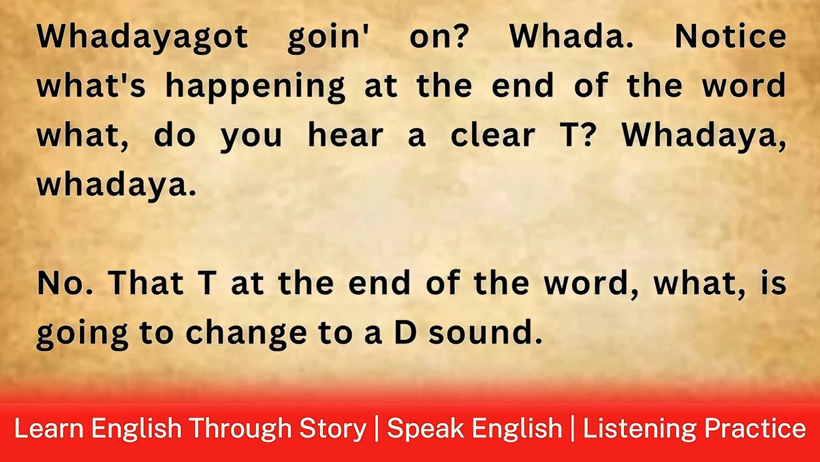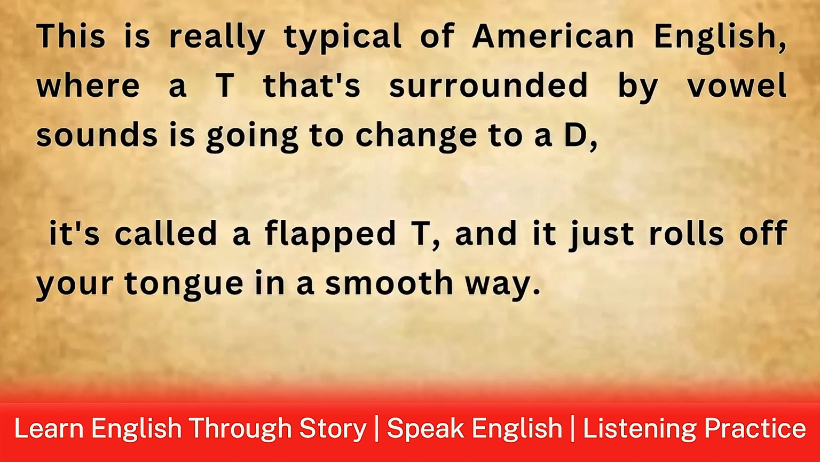Notice what's happening at the end of the word what. Do you hear a clear T? Whata ya, whata ya. No. That T at the end of the word what is going to change to a D sound. This is really typical of American English, where a T that's surrounded by vowel sounds is going to change to a D. It's called a flapped T, and it just rolls off your tongue in a smooth way.